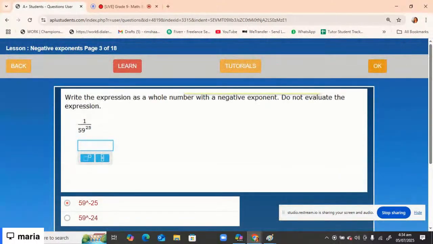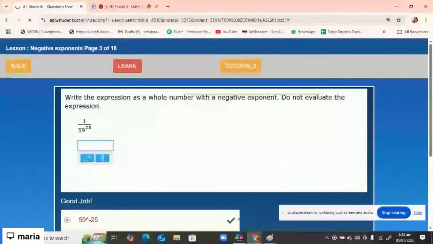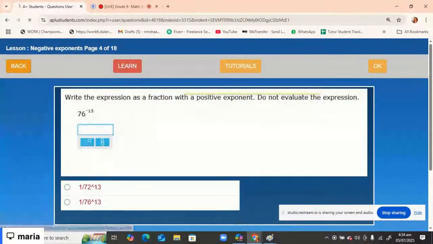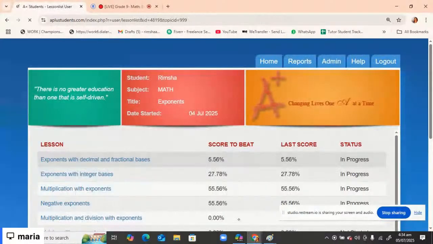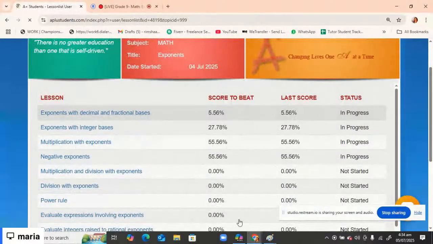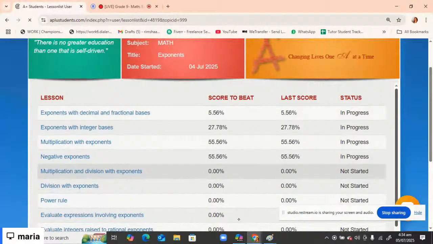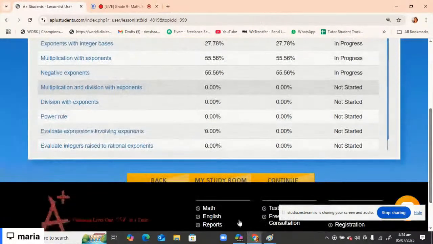Hope you guys understand this lesson as well. Okay, now solve the rest of the test questions by yourself. Now let's start the fifth lesson, which is multiplication and division with exponents.